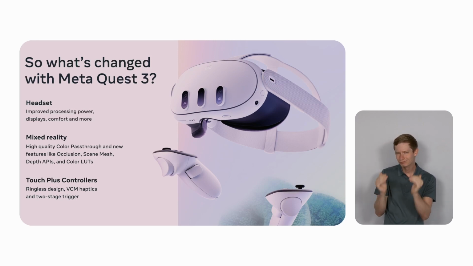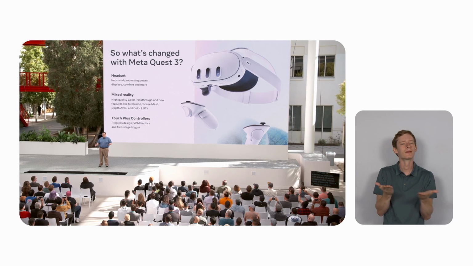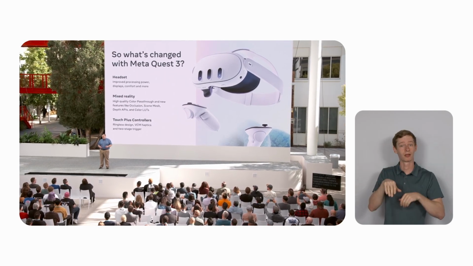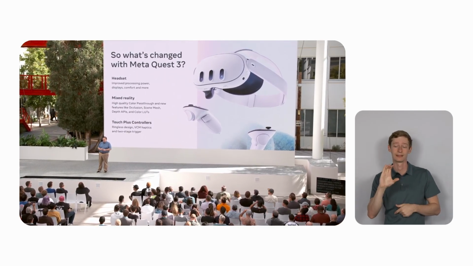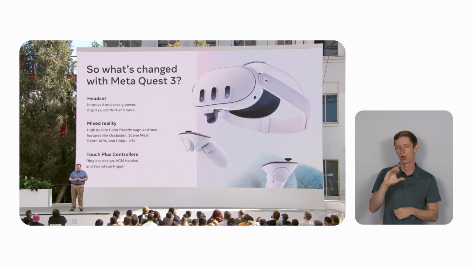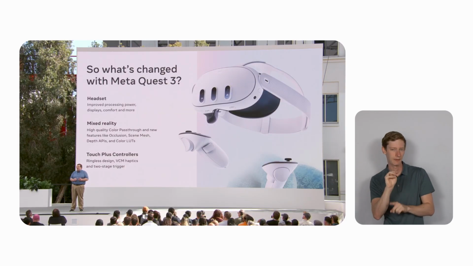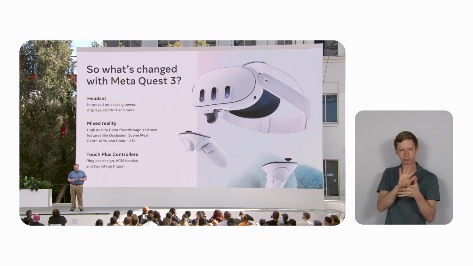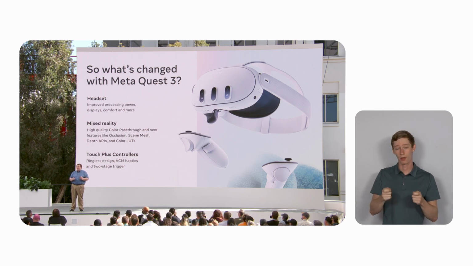Well, there's 3 main areas to look at when it comes to the Quest 3. Headset improvements. By this, I mean things like the increased display resolution or the increases in CPU and GPU processing power. As for mixed reality, the dual-color cameras resulting in high-quality color pass-through and new features like occlusion, scene mesh, depth APIs, and color lookup tables. Touch Plus controllers. Here, the highlights are the ringless design, VCM haptics, and the 2-stage trigger. So let's get started digging into these details.